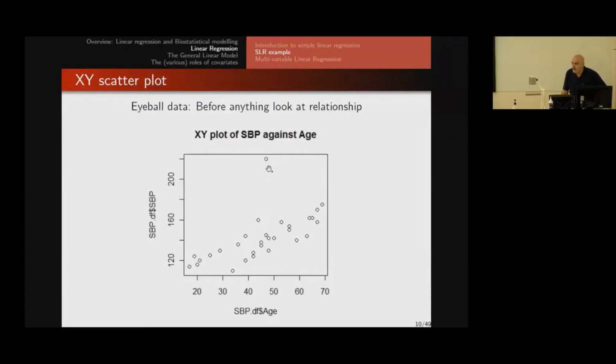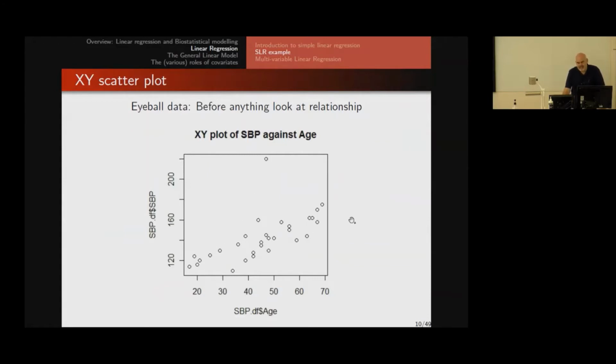I would want to go and look at the person. Is there an error with the data entry? For example, do they have some sort of comorbidity, and we might have missed that. We've just got to be very, very careful. So that's the first thing this plot tells me.